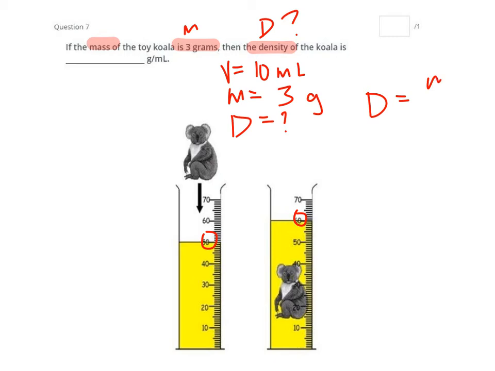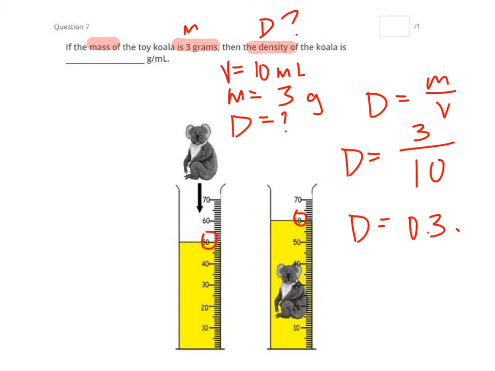So if density is mass divided by volume, then I'm just going to plug in my variables. For mass, I'm plugging in a 3. For volume, I'm plugging in a 10. 3 goes into the calculator first, divided by 10, and you get a density of 0.3 grams per milliliter.